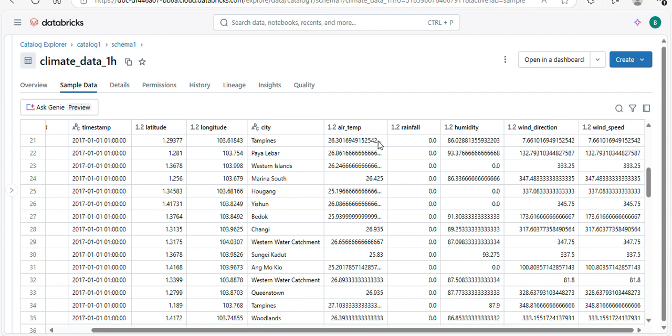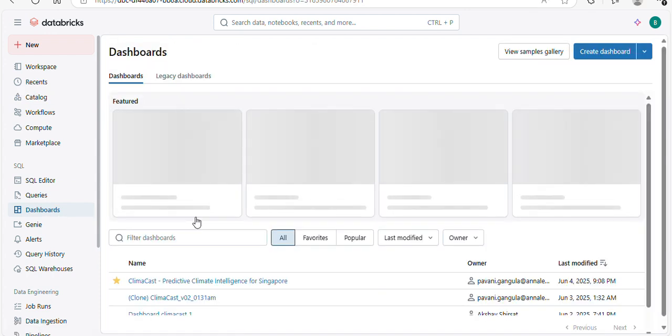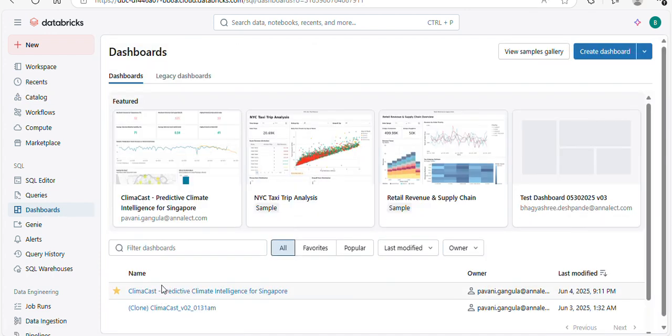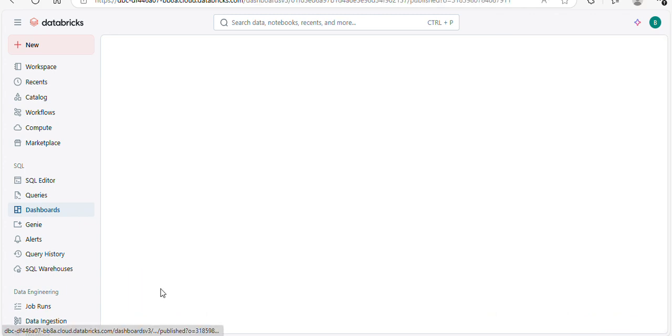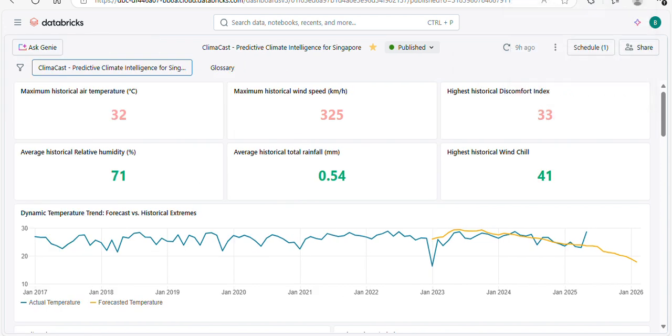To do this, we have used the Prophet model from Facebook and metrics like MAPE, mean absolute percentage error, and so on. Our dashboard here is built on Databricks SQL with no Python dependency. So we have implemented advanced SQL based visuals like rose plots and vulnerability indices, etc. Let's take a quick look at our ClimaCast dashboard. Here it provides the climate insights and forecast for Singapore.